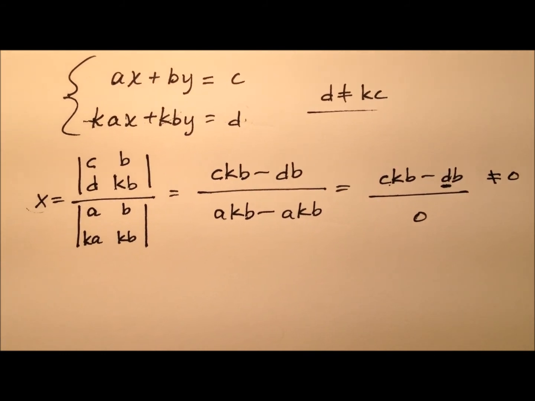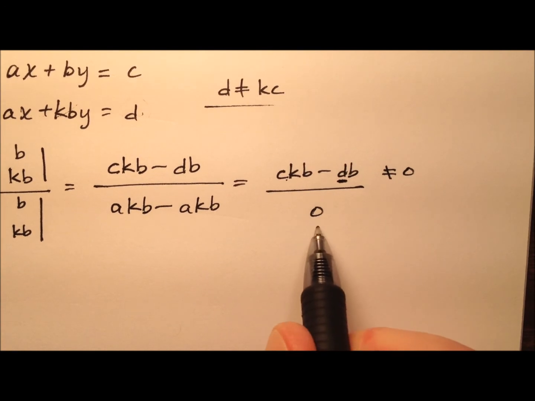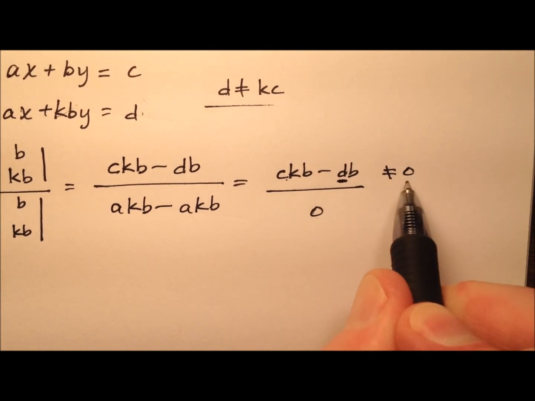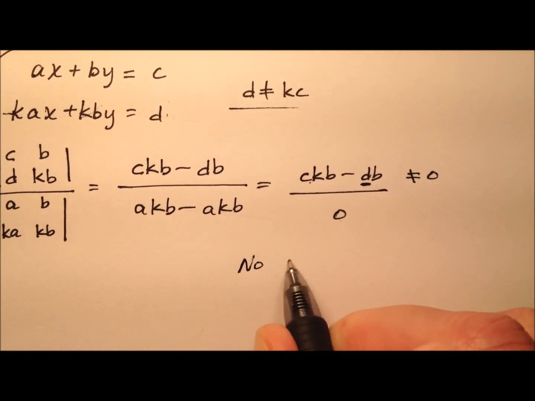So Cramer's rule will deal with this by saying when you put all these values in, the denominator is 0, but the numerator is not 0. And that will be no solution.